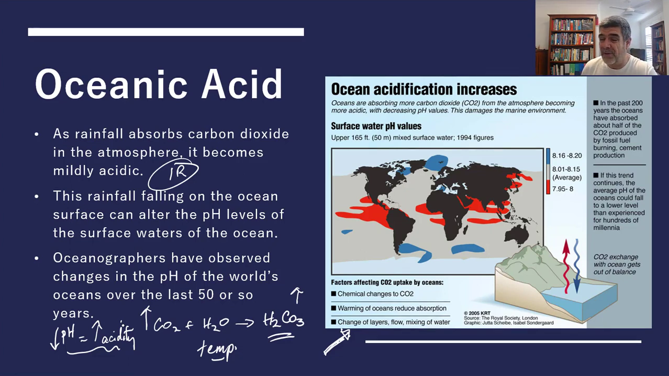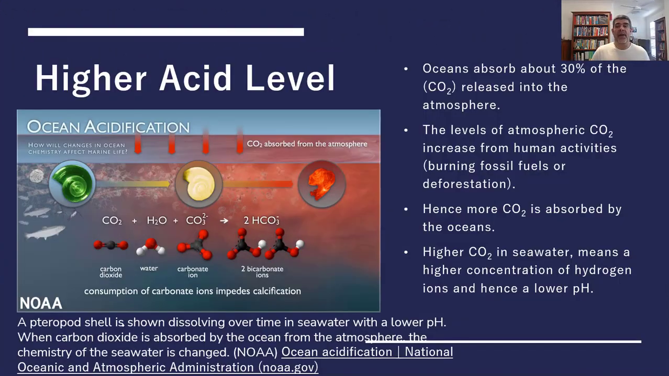There are a number of different consequences associated with that, which we also need to look at. We know that oceans absorb about 30% of the carbon dioxide released into the atmosphere, and that the levels have been increasing. They've been increasing for a number of reasons, one of which is the addition of material to the atmosphere, and the other is the decrease of living things that extract carbon dioxide from the atmosphere. There's also been an effect of change in temperature. Each of these combining together has meant higher levels of carbon dioxide being absorbed into the oceans. Higher carbon dioxide means a higher concentration of hydrogen ions and a lower pH.